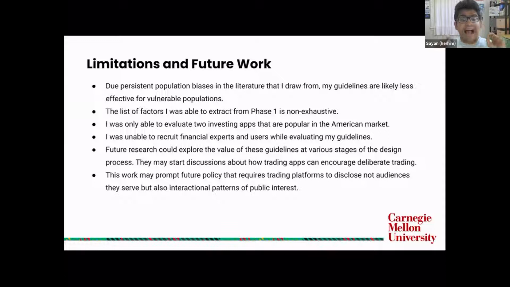Specifically, it could study how trading apps can encourage more successful investing habits. And finally, this work may prompt future policy that requires trading platforms to disclose not just information about the kinds and the audience they serve, but also about interactional patterns of public interest, such as how long do users hold securities and how frequently do they trade in response to news events on the platform. These things may improve future design of trading apps.